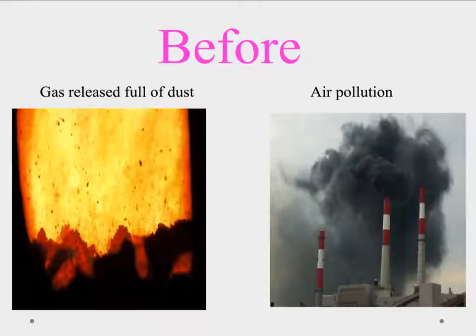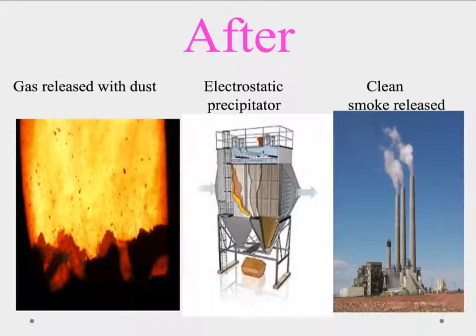Now, let us see what is the effect of using electrostatic precipitator, the before and the after. Before using the electrostatic precipitator, the gas released is actually full of dust. And when the gas is released, it will cause air pollution. Then what about the effect after using the electrostatic precipitator? The gas released from the power plant is full of dust. However, when it passes through the electrostatic precipitator, the smoke that is released is cleaner than before.